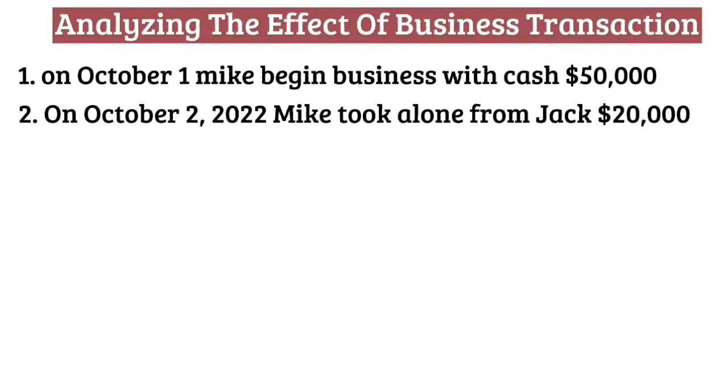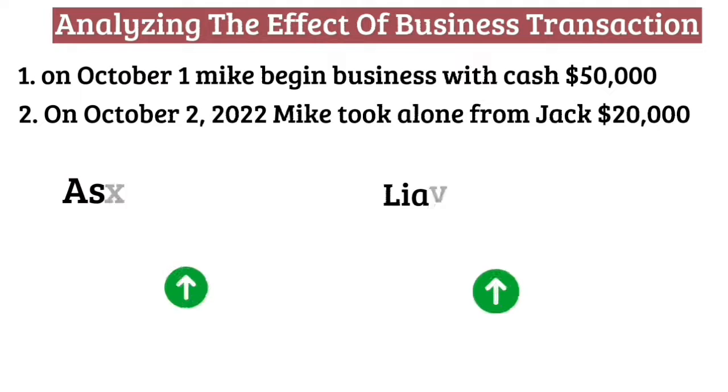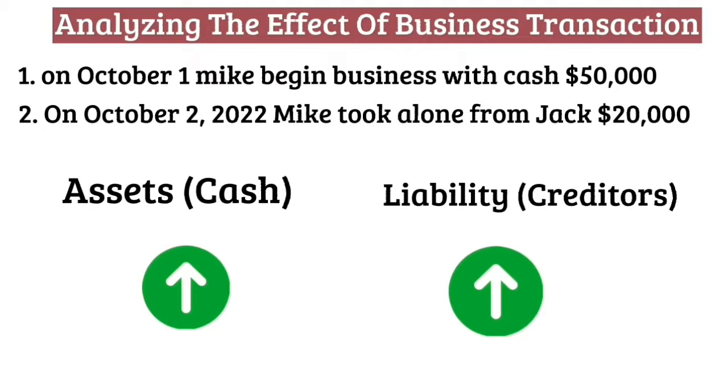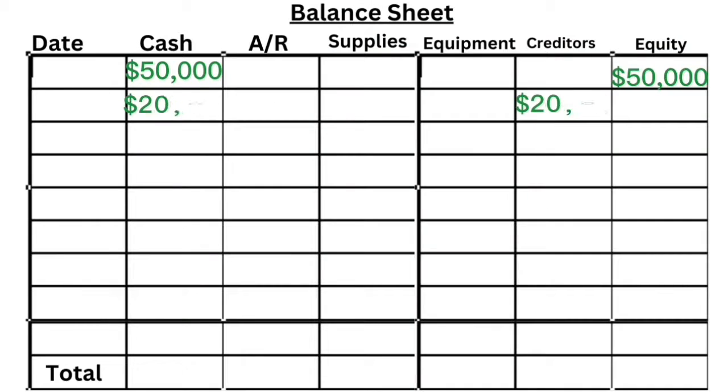On October 2nd, 2022, Mike took a loan from Jake of $20,000. This transaction increases both asset and liability. In the balance sheet, the cash will increase by $20,000 and creditors by $20,000.